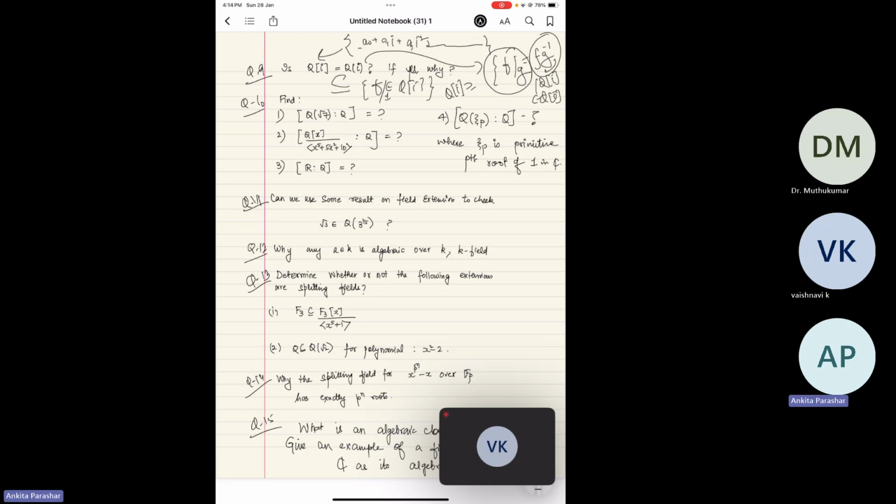Okay, using this observation, if I replace this I by any alpha, where alpha is an algebraic element over Q, can you say the field extension Q of alpha is the same as the ring Q square bracket alpha? I will just rewrite this question.